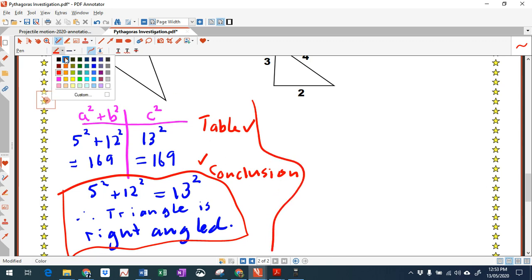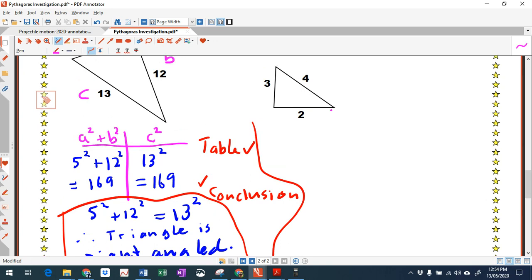Rightio. Now, let's do the next one. Let's just see if this triangle is right angled. So the longest side I'm going to label C again, the other two sides A and B. That's the first step. Now, in the working out, just like before, we have the table. The first table has the heading A squared plus B squared. The second has C squared.